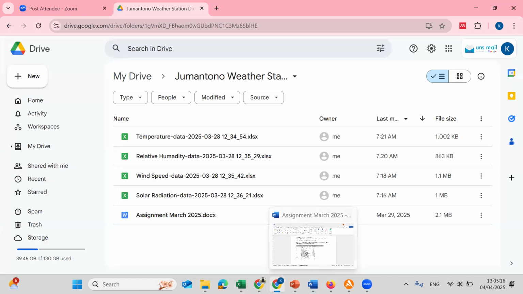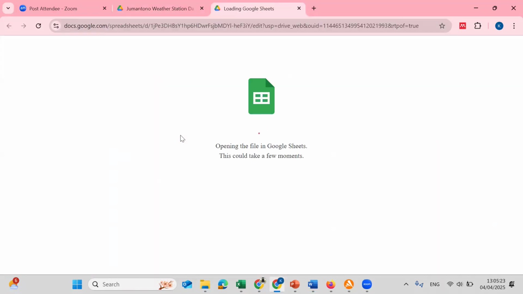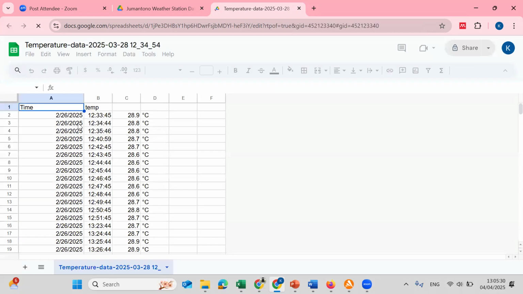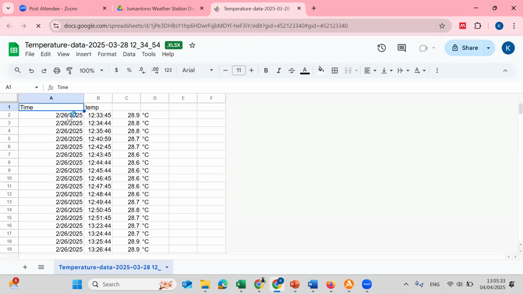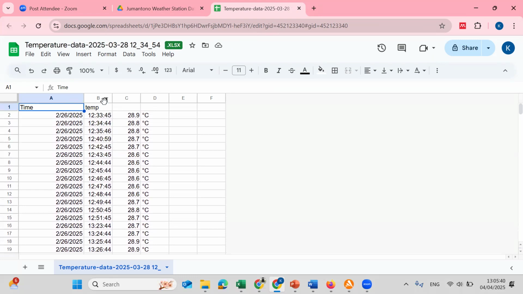Now I will tell you how to utilize this data. If you see the temperature data, for example, here, it's from 26 February, 12 p.m., until so many. It's every 1 minute. This is the recording of weather data every 1 minute. 1 minute, 1 minute, 1 minute. So it's really so many data, of course.